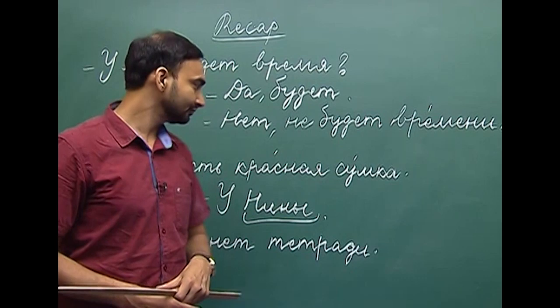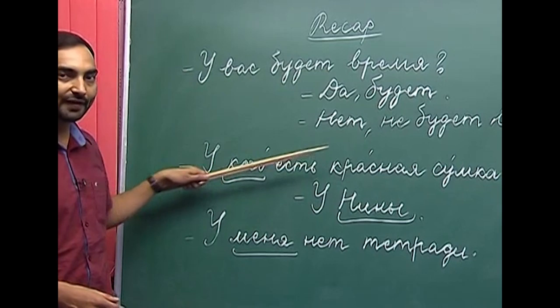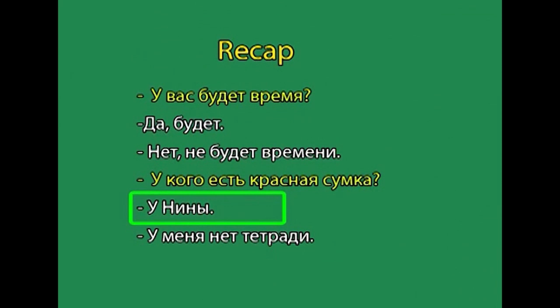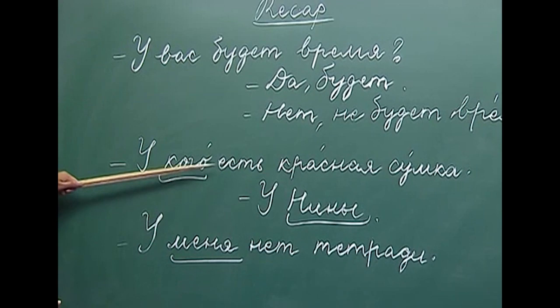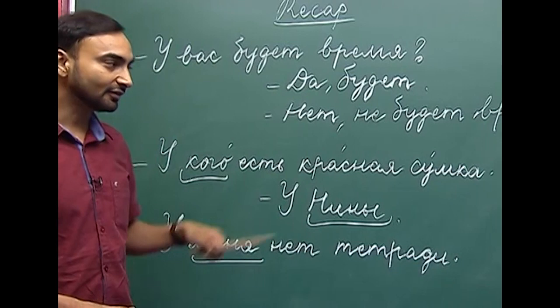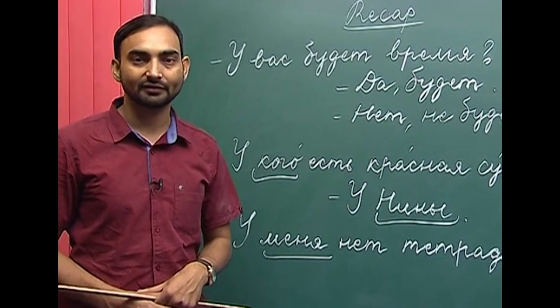У кого есть красная сумка? Who has got a red bag? У Нины. Нина has got a red bag. So Нина has become Нины. So А has been replaced with И. So this was about the declension of singular nouns in the genitive case.